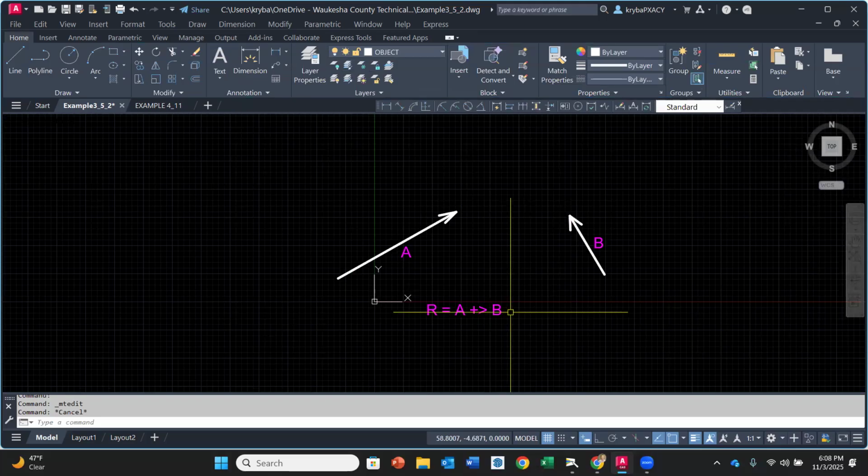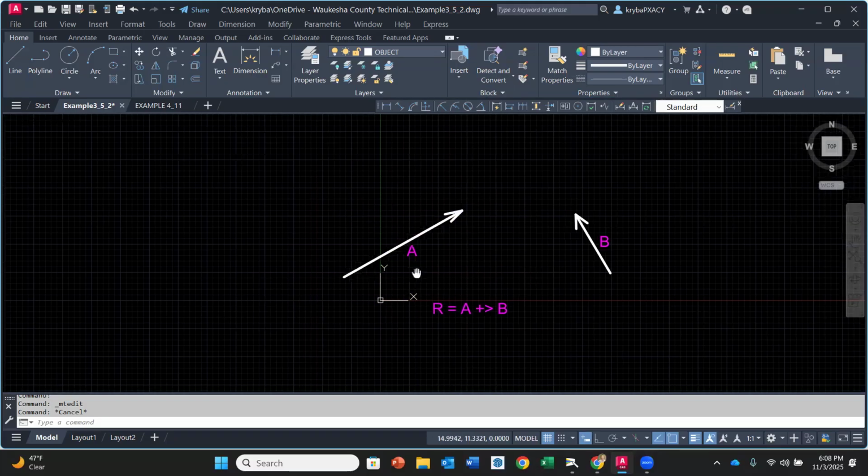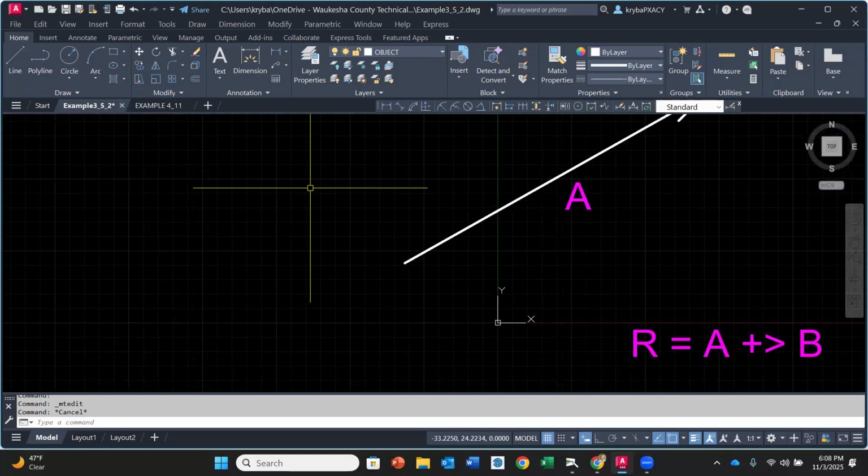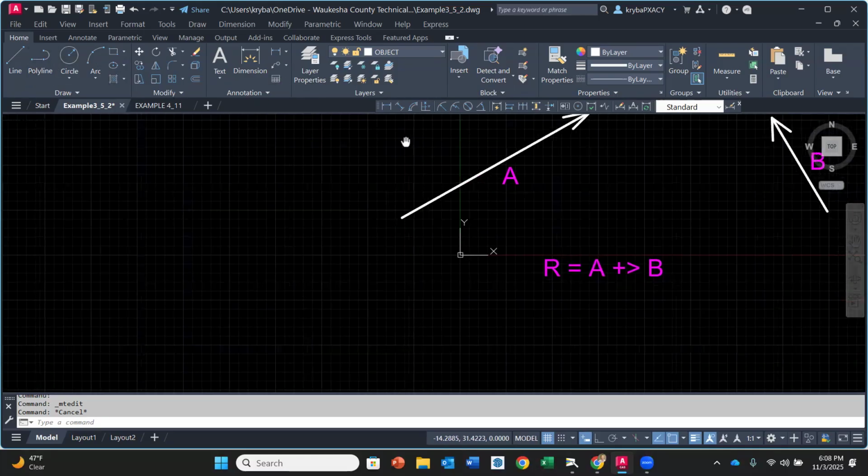Okay. So now I want to add these 2 vectors together. If I look on the right-hand side of my equation, I'm starting with A. So that means that A is going to be at the origin. Okay. So I have A in position right here. And I can leave it just like that. All I need to do is add an origin.